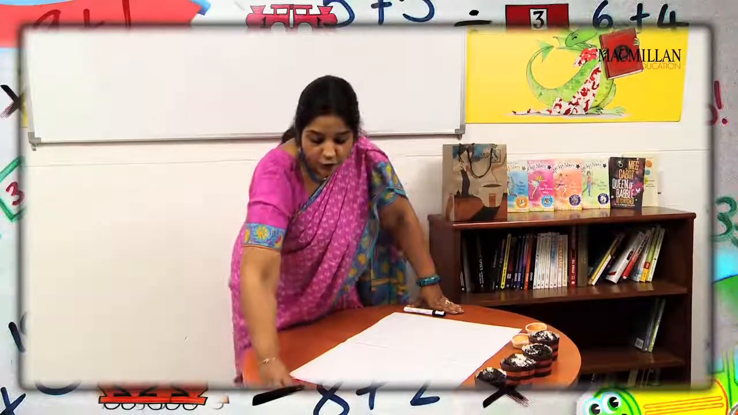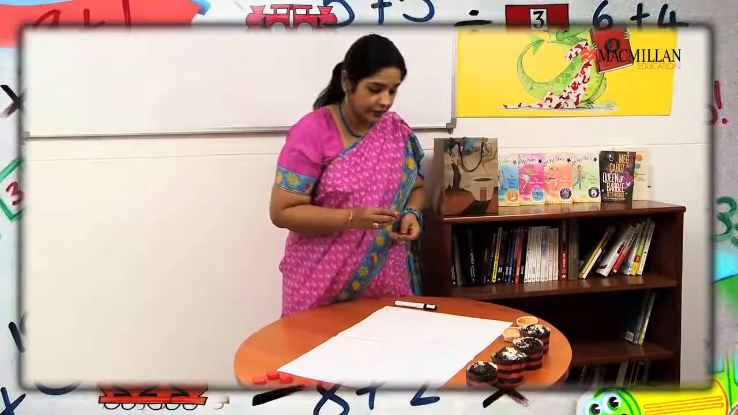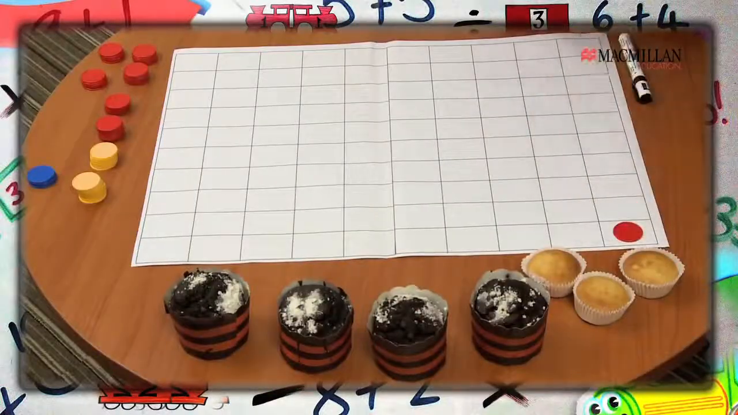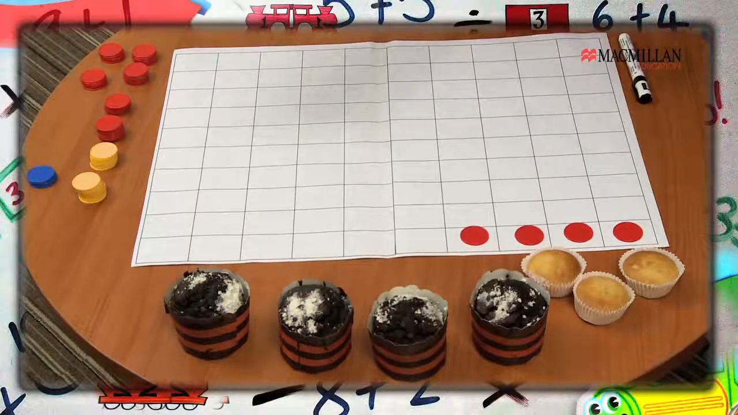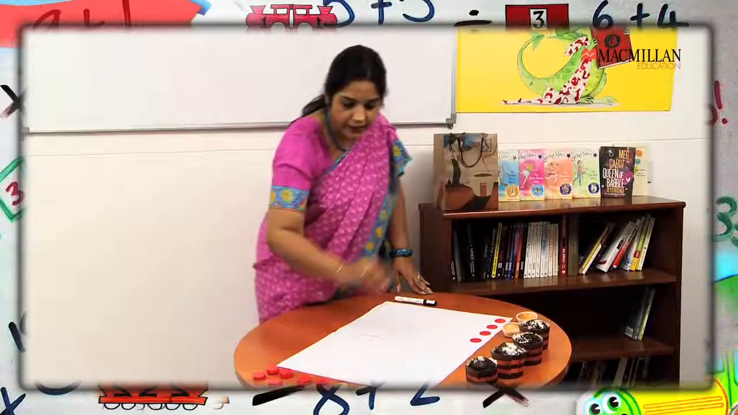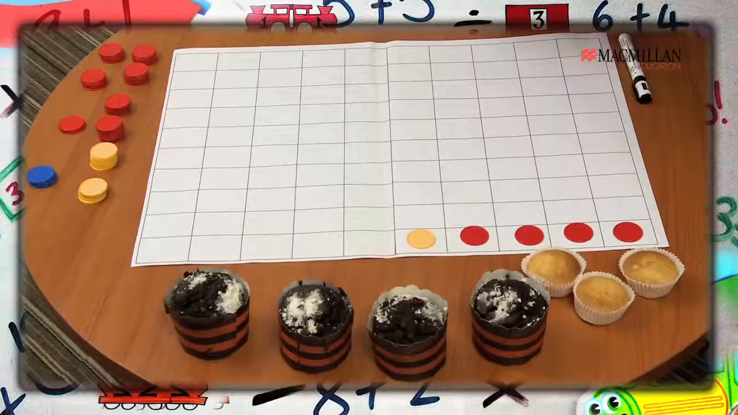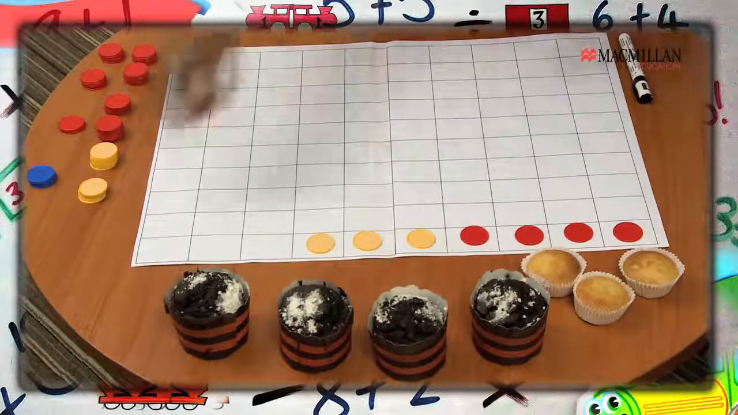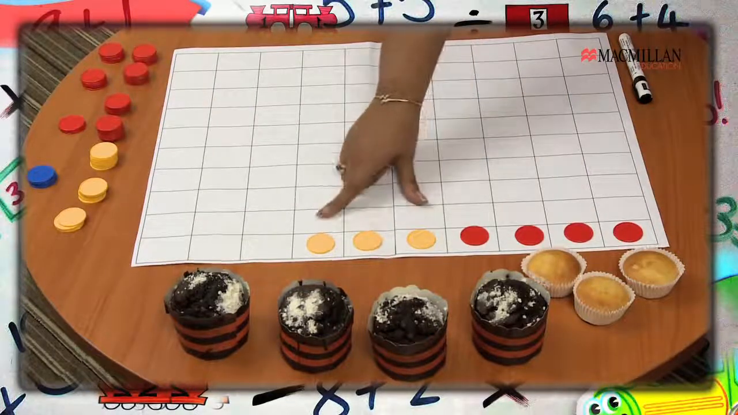I will use these counters to do this. I will represent my chocolate muffins by red counters. So I will take 1 for each muffin. So I have taken 1 for each chocolate muffin. So how many are these? 1, 2, 3, 4. And let me represent my vanilla muffins by yellow counters. So how many will I take? Yes, I have 3 vanilla muffins. So I have taken 3 yellow counters.